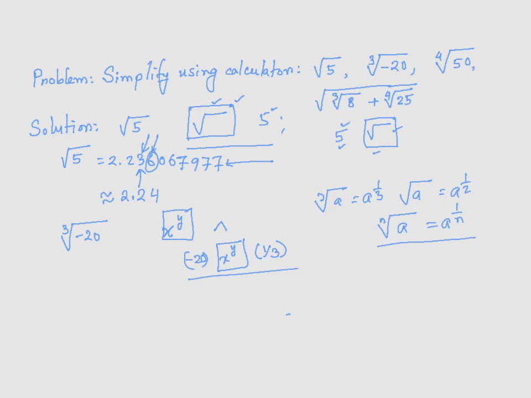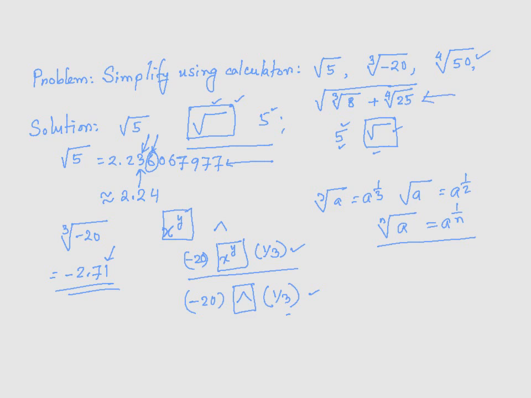So this is how you'd put it in some calculators. But in some other calculators, you'd put negative 20, then press the caret, and then put 1/3. Depending on what calculator you're using, you should use either this or that. Now, the cube root of negative 20 comes out to be negative 2.71. I have rounded it to the second digit after the decimal. Similarly, you could find the fourth root of 50. But let's try to simplify this one.